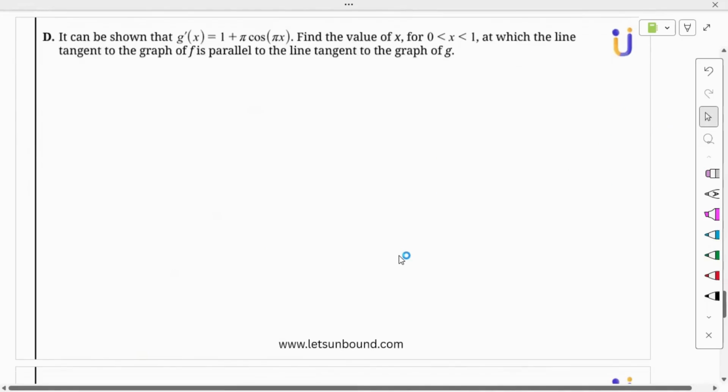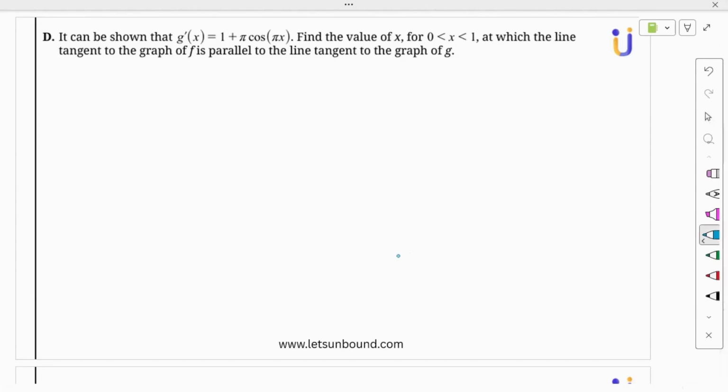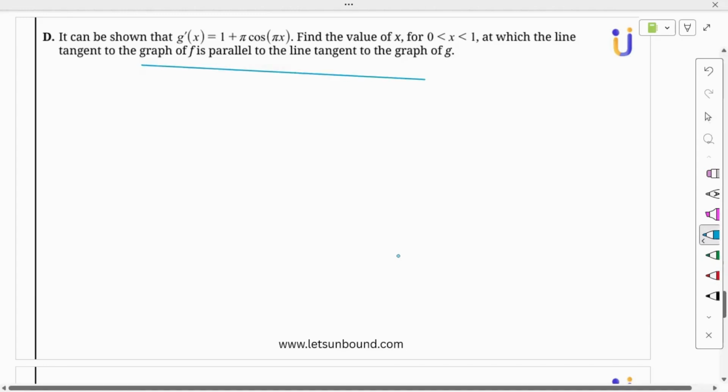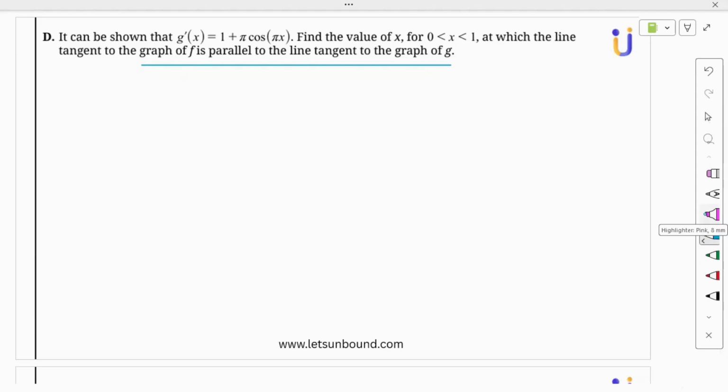And the last part: it can be shown that g prime of x is 1 plus pi cos pi x. Find the value of x from 0 to 1 at which the line tangent to the graph of f is parallel to the line tangent to the graph of g. Okay, so I got g prime and I need to find this. This is the condition. Whichever x satisfies this condition, I need to find it.